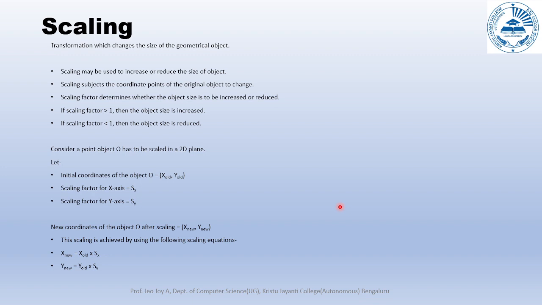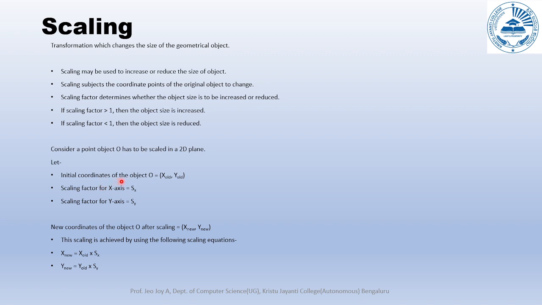The next basic transformation we are going to see is scaling. Scaling transformation is the one which changes the size of the geometrical object. It may increase or decrease the size of the object. Here we consider something called the scaling factor, which determines whether the size of the object has to be increased or reduced. If the scaling factor is greater than unity, then the object size gets increased, and if the scaling factor is less than unity, then the object size gets reduced.